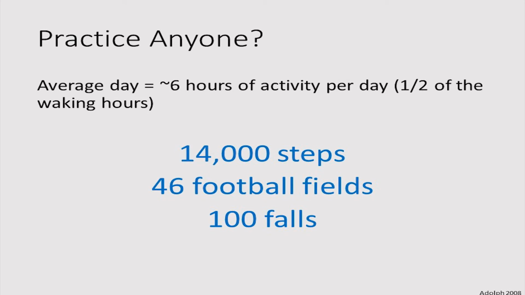So if we take that almost 2,400 steps per hour and 17 falls, and say an average day is 6 hours of activity for these kids between 12 and 19 months, so half their waking hours are active, that is 14,000 steps, 46 football fields, and 100 falls. Again, this is massed practice. The thing with this practice, it can either be good or it can be bad. If it's bad, we're going to get bad results, right? Bad input equals bad output.